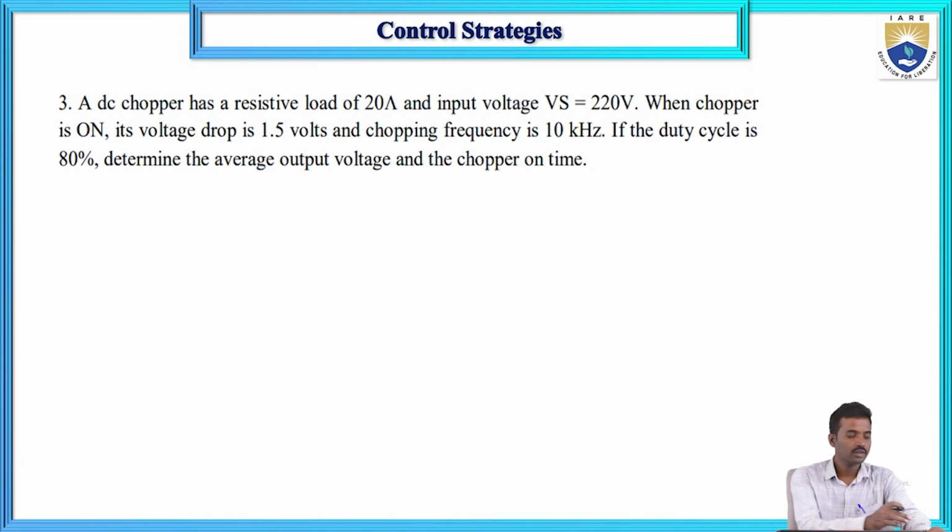And now a DC chopper has a resistive load of 20 amperes.